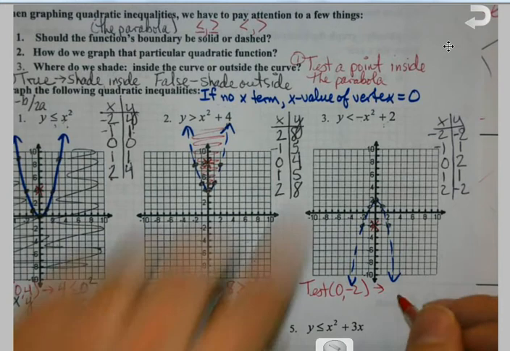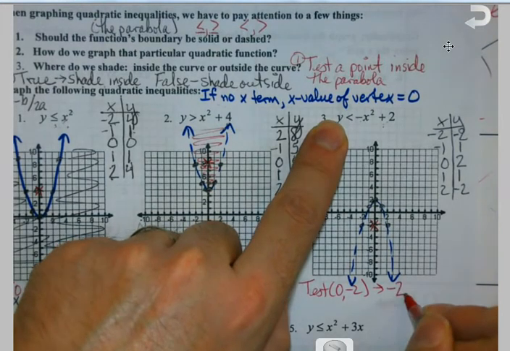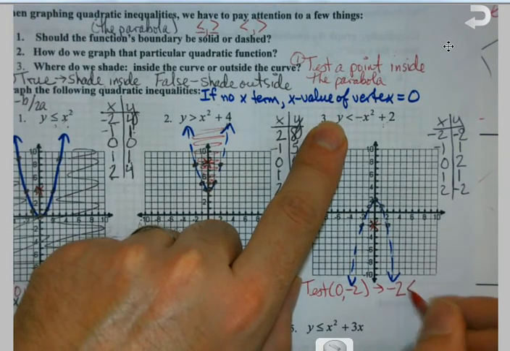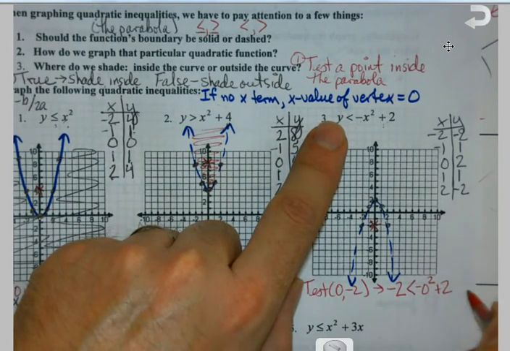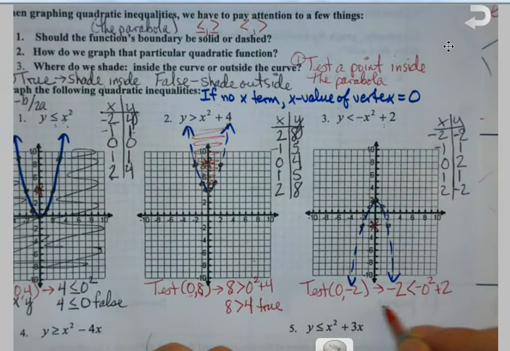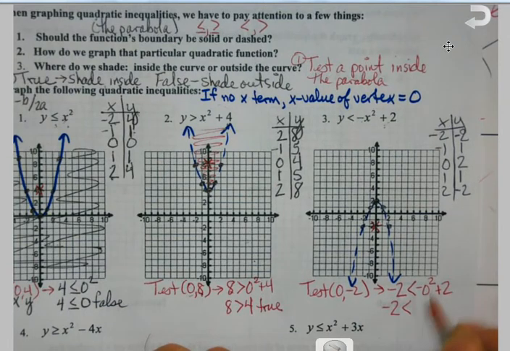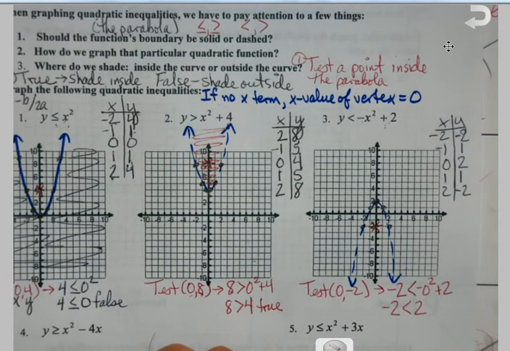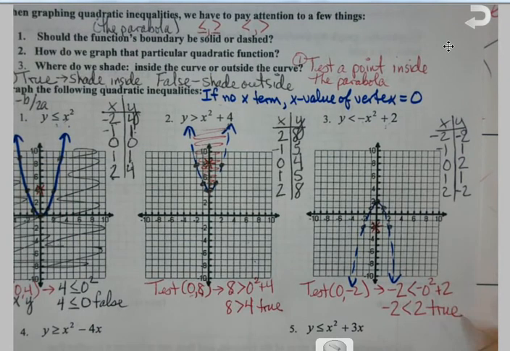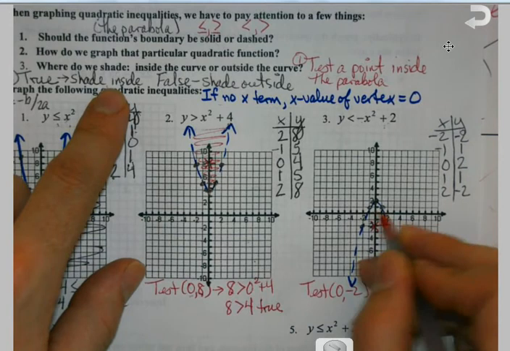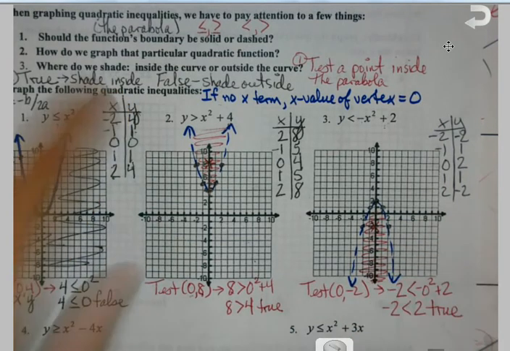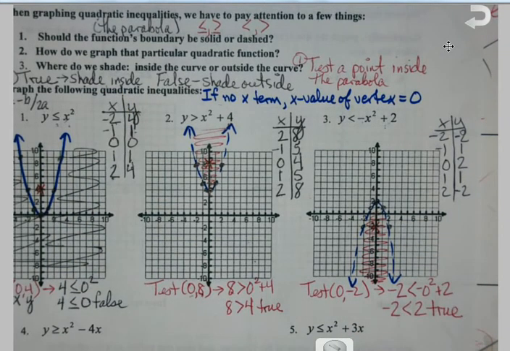So let's see. My y value, that'd be negative 2, is less than negative 0 squared. That's kind of funny to think about. Plus 2. So negative 2, 0 squared is still 0, is negative 2 less than 2? Yes. And again, since that's true, I shade inside the parabola. That's where my solution set's going to be. Okay?